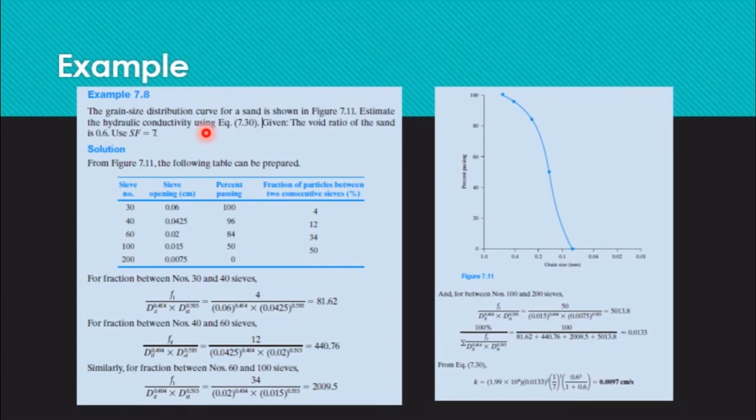Okay, so ang gagawin niyo dito, kukunin niyo yung, ito yung formula, di ba? F1 is equal to D_LF raised to 0.404 times D_SF, or the smaller sieve, raised to 0.595. So ito, tingnan niyo to, ito yung difference nila. So yun. And then ito yung dalawang sieve.